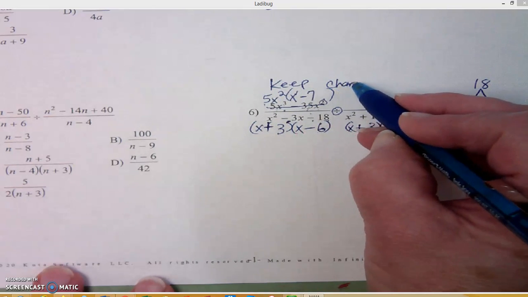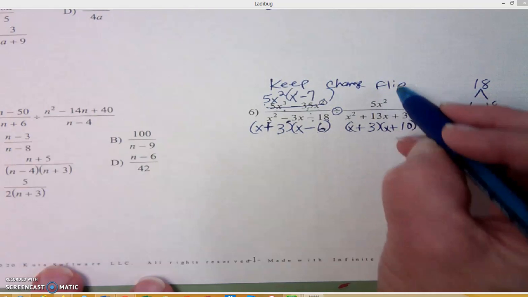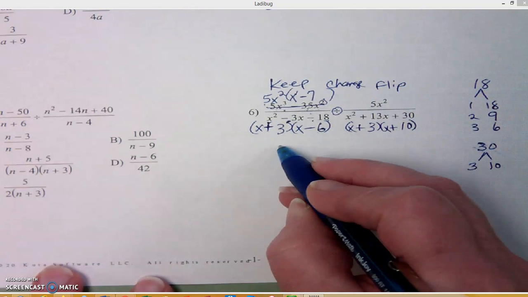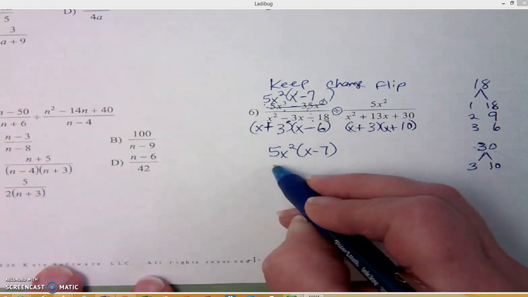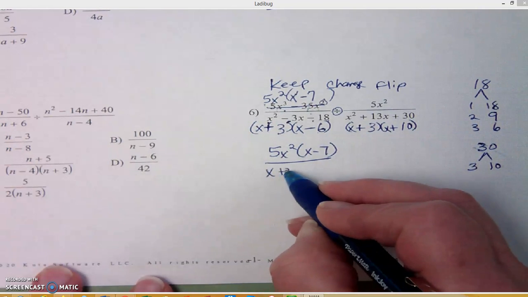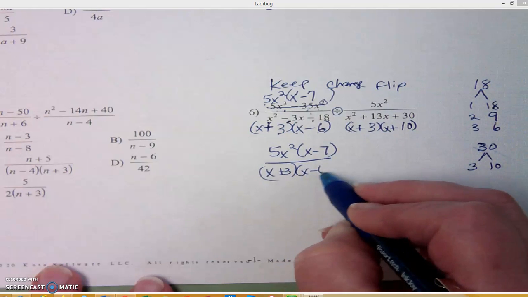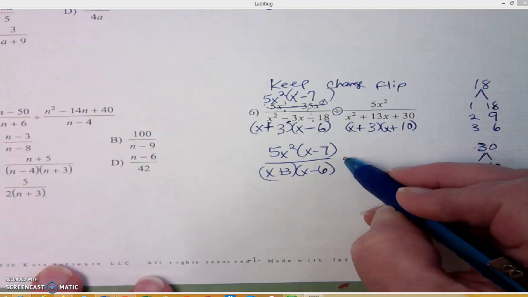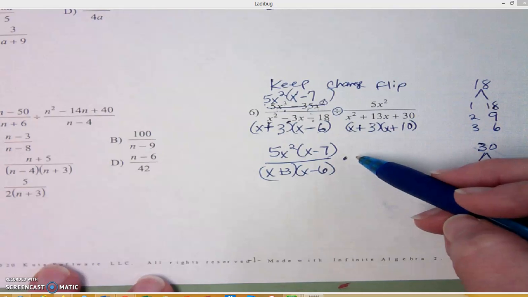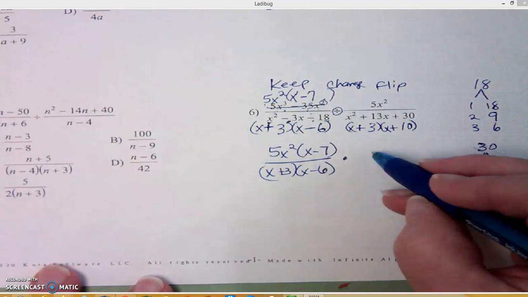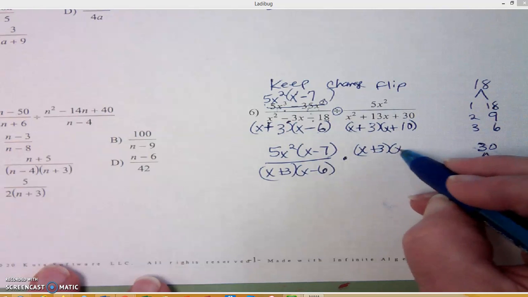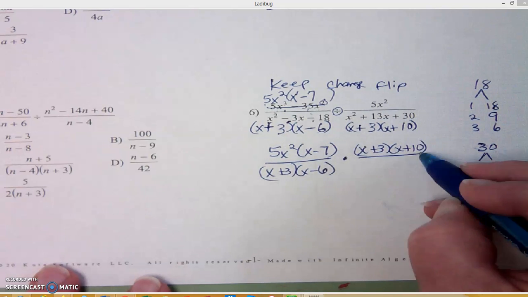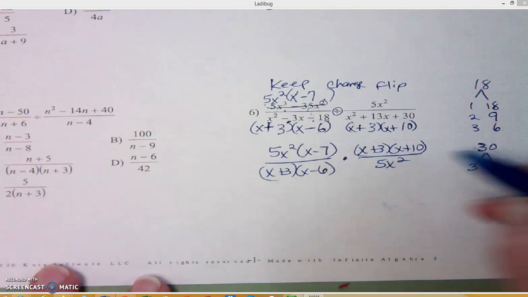But before I cross anything else, let's go ahead and do our keep, change, flip. So I'm going to keep my first fraction. So let's write out our factored version over x plus 3 times x minus 6. I'm going to change my division sign to a multiplication sign, and then I'm going to flip my fraction. So I'm going to put my denominator on top and my numerator on the bottom.